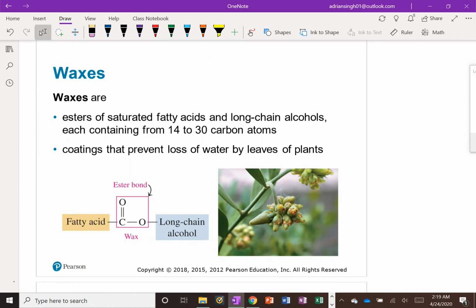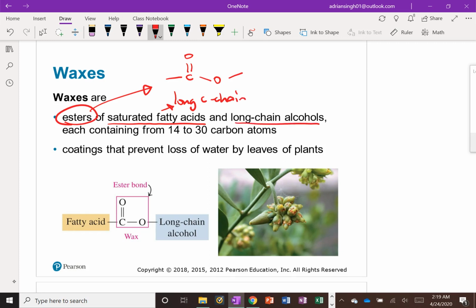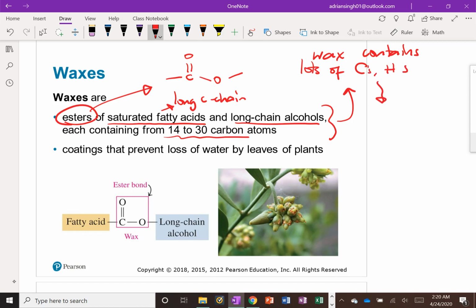And what a wax is, it's an ester, right? So it contains our C double bond O, and specifically it's an ester of a saturated fatty acid, so a long carbon chain carboxylic acid, and also a long carbon chain alcohol, where each of these contain anywhere from 14 to 30 carbon atoms. What that means is your wax is going to contain lots of carbons and H's, which would make it very nonpolar, or highly nonpolar would be a better term.